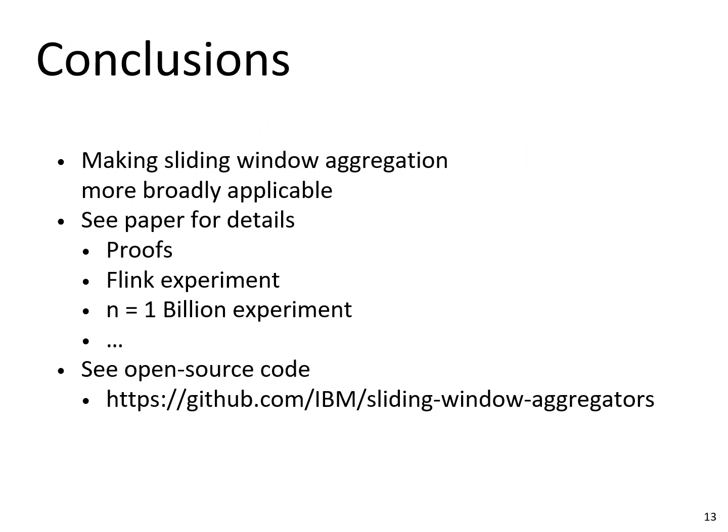To conclude, our paper is about making sliding window aggregation more broadly applicable by allowing it to handle more real-world use cases. This talk elided a lot of details which you can find in the paper, such as proofs, such as experiments with Flink and experiments with 1 billion data items and various other experiments. And we made the implementation of our algorithm available as open source. Here is the URL where you can find it.